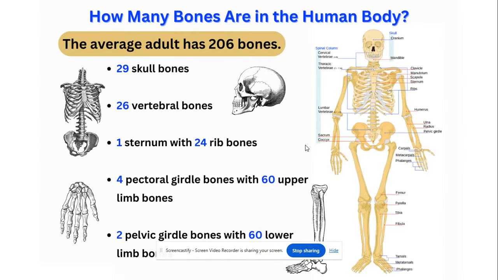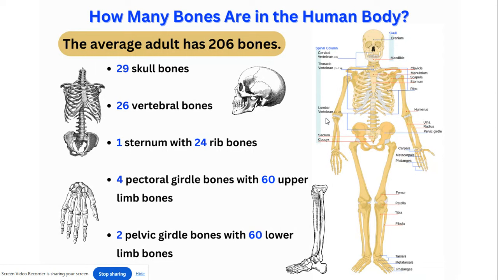All right, so how many bones are in the human body? The average adult has 206 bones: 29 skull bones, 26 vertebral bones, 1 sternum, 24 rib bones, 4 pectoral girdle (shoulder) bones, 60 upper limb (upper extremity) bones, 2 pelvic girdle bones, and 60 lower limb (lower extremity) bones, okay?